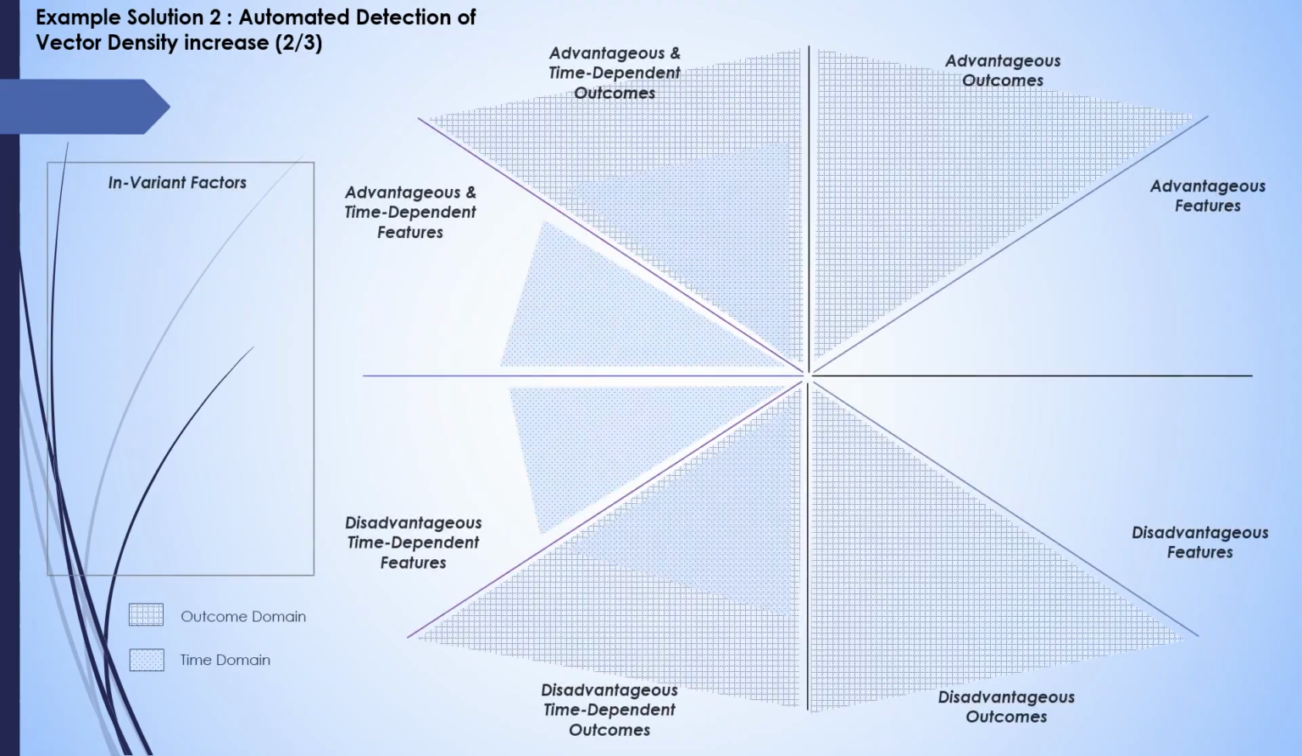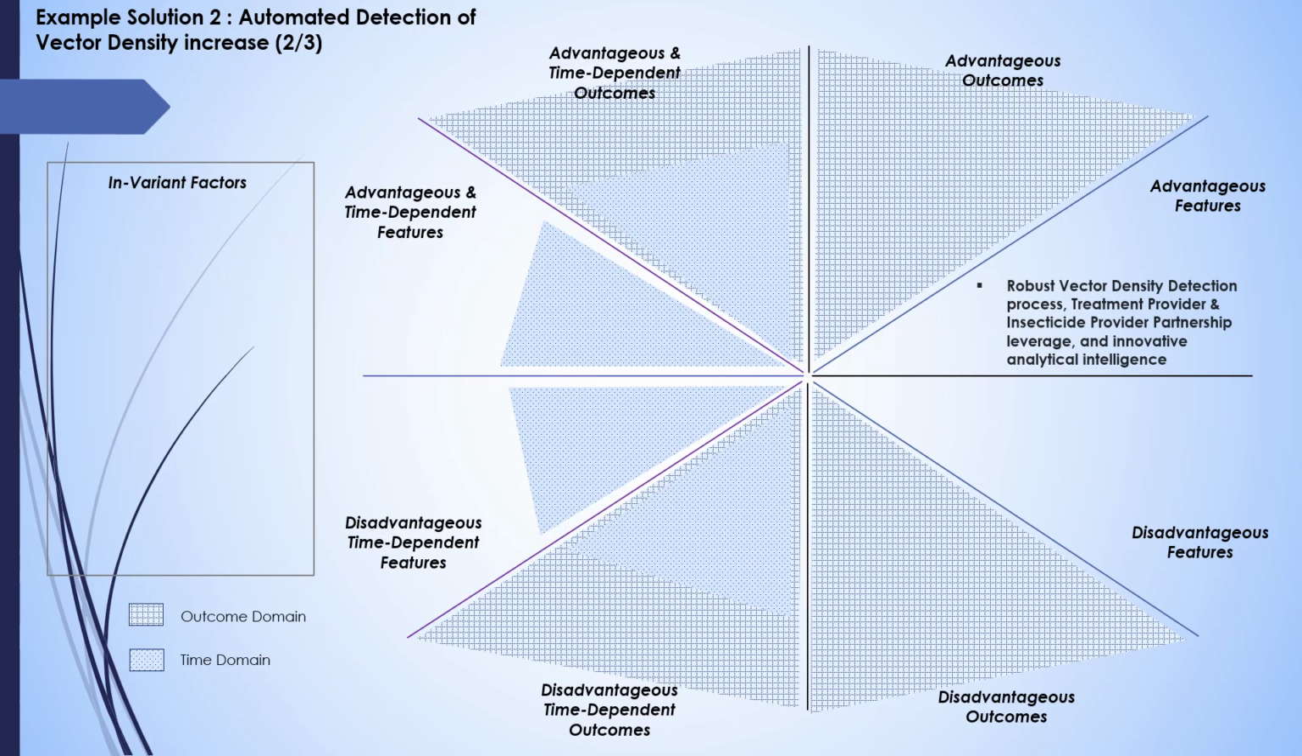Let's return to the 8-part construct, but once again with a different question driving us. Not what causes what, but what helps, what hurts, and what could be changed to make things better. That shift in perspective is what transforms an analytical framework into an exploration engine. So, let's walk through it, feature by feature, outcome by outcome, for the automated detection of vector density increase solution.